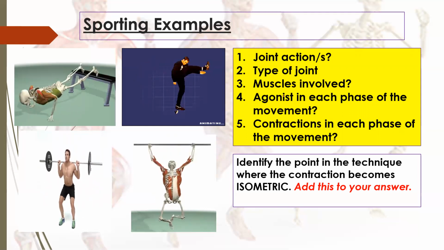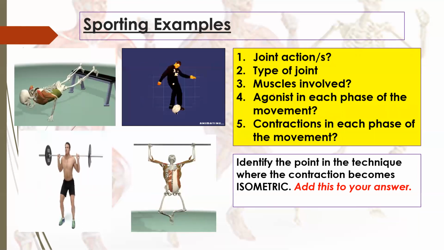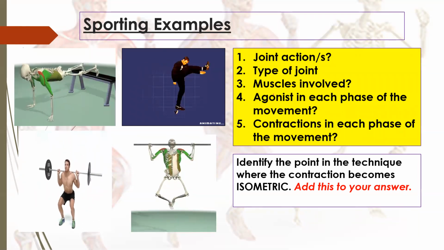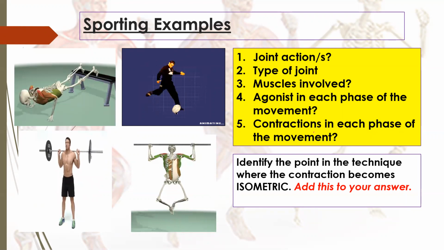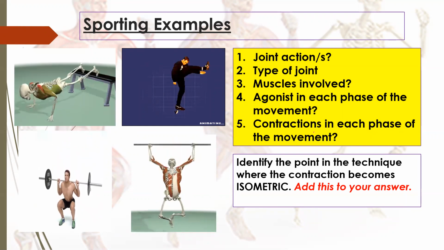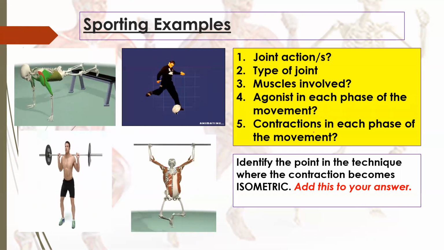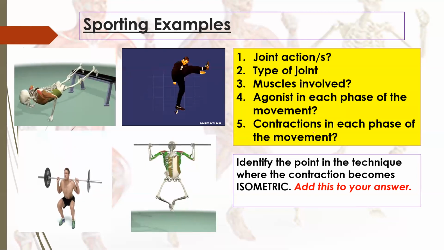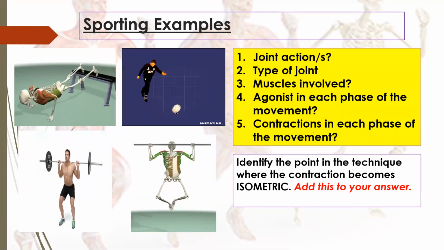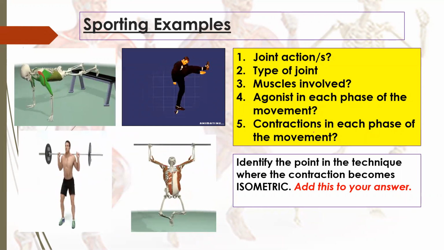Be clear about which one is the agonist, which one is the one responsible for the movement, and then what are the contractions involved in each phase of the movement. Once you've done that, is there a point in this movement where it becomes, instead of an isotonic contraction, an isometric contraction?